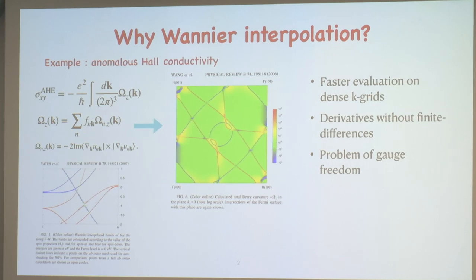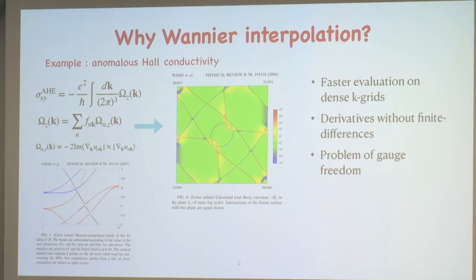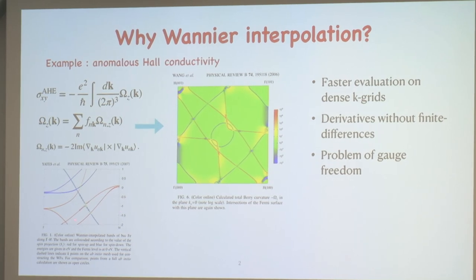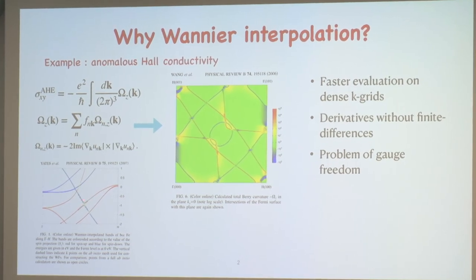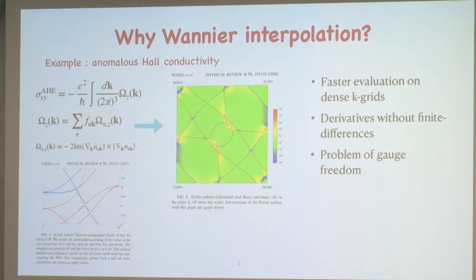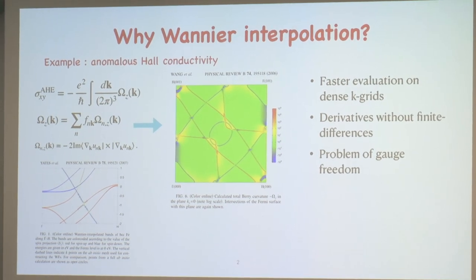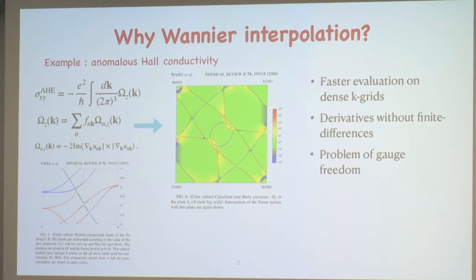So what helps us is the Wannier interpolation, which, even if you start from a very coarse grid, like say you have a point here and here, still you can catch a very tiny detail like this avoided crossing somewhere in between the points of the original grid. And the second thing it gives us is actually a way of taking these derivatives.